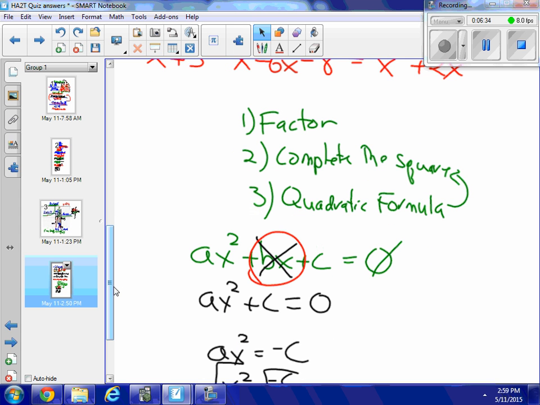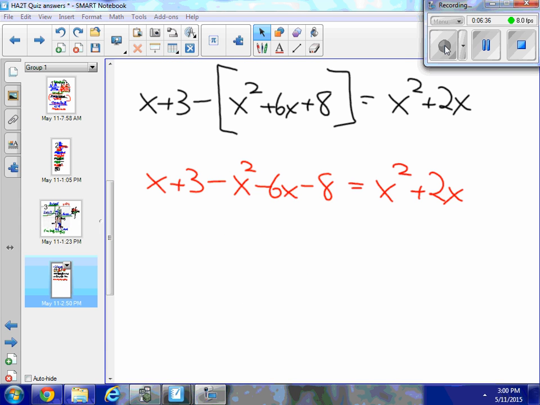So let's go back to what we were doing. I need to get this quadratic into standard form and set it equal to 0. So I have a positive x squared on this side and a negative x squared on that side. So I'm going to move everything to the other side. I'm going to add x squared.